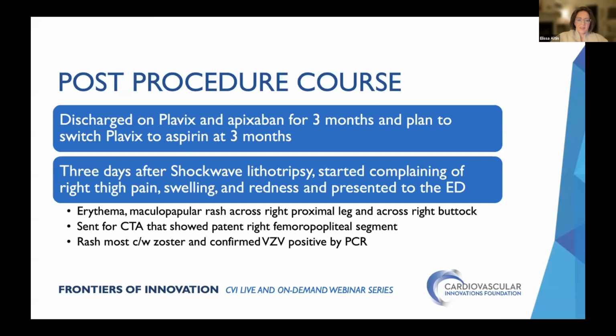He had this erythematous macular-papular rash, essentially right over the area that we Shockwaved, and it came across over the right buttock. They sent him for a CTA, and thankfully it showed that the FemPop stent was patent. But that rash was zoster through and through, and he was confirmed VZV positive by PCR. So, I don't know if the Shockwave activated zoster in the dermatome there, but it was an interesting finding.